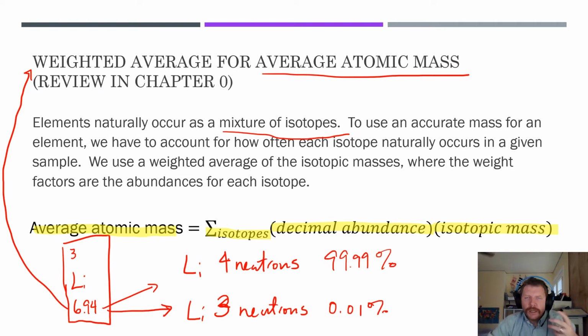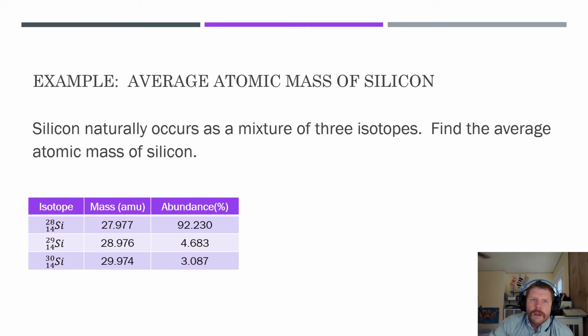Okay, so I think it's best to go ahead and tackle some example problems. So this is the average atomic mass of silicon. Silicon naturally occurs as a mixture of 3 isotopes. What is the average atomic mass for silicon? So you have an abundance and you have the mass. You are looking for an average, but that average is going to be reflective of the abundance. So you can't simply add up those 3 masses and divide by 3.